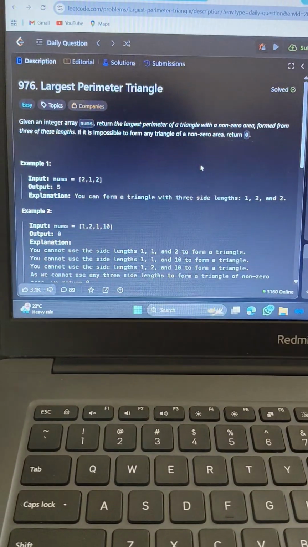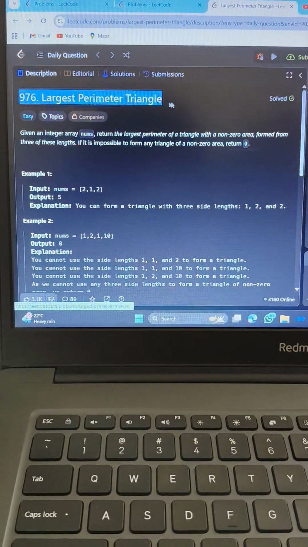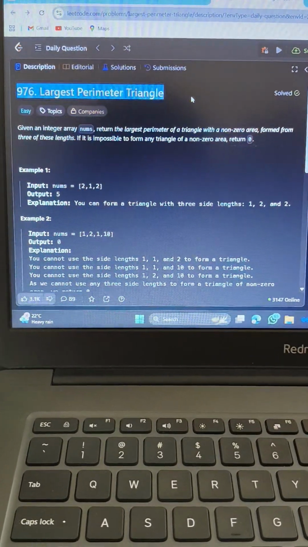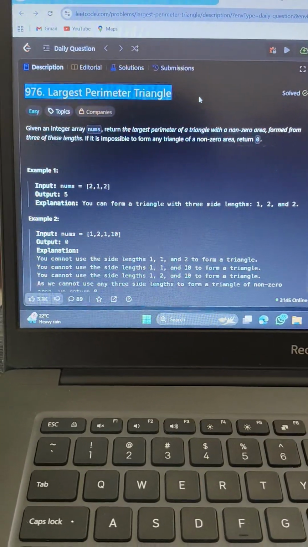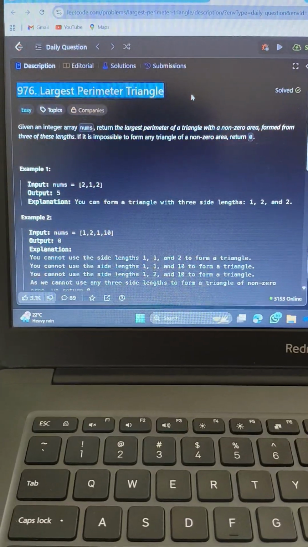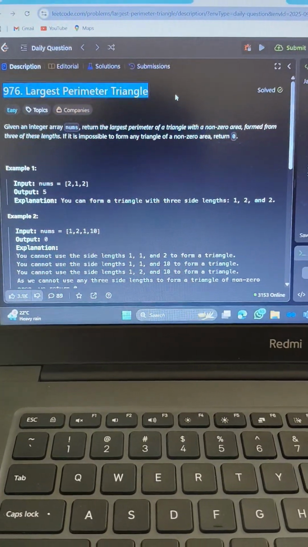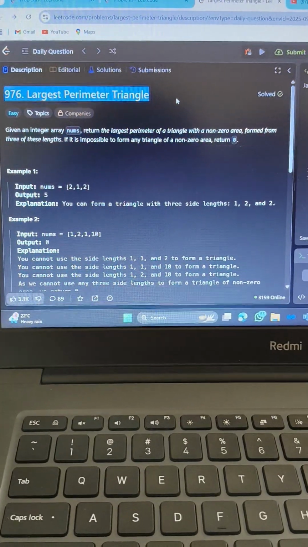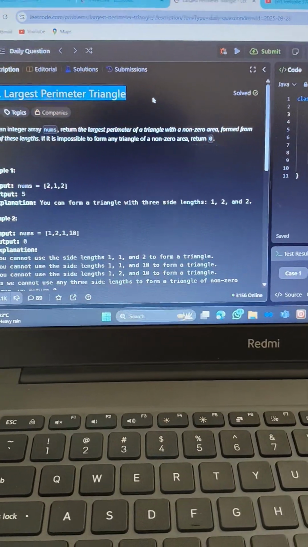Today we are going to discuss LeetCode number 976, Largest Perimeter Triangle. As the question implies, we have to find the largest perimeter of a triangle. You know what a triangle is? A triangle has three sides. What is the perimeter? The sum of all three sides is the perimeter, and you have to find the largest perimeter.